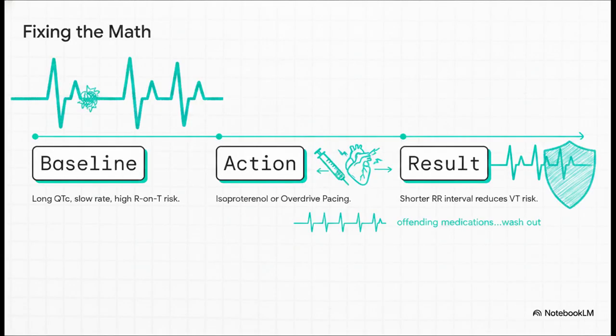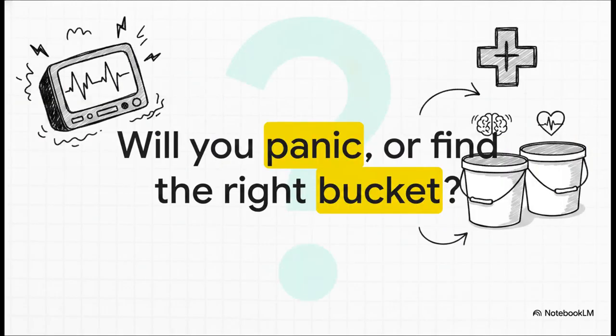Let's actually look at the math behind this intervention. At baseline, the patient has a long QTc, a slow heart rate, and a super high risk for an R-on-T event. As our intervention, we administer a drug like isoproterenol or start overdrive pacing. Why does this work? Because the formula used to calculate the QTc inherently relies on the RR interval, making the heartbeat faster physically shortens that RR interval. The result? You literally shorten the vulnerable repolarization window. This drastically reduces the VT risk while you just wait for those offending medications to naturally wash out of their system. It's brilliant.